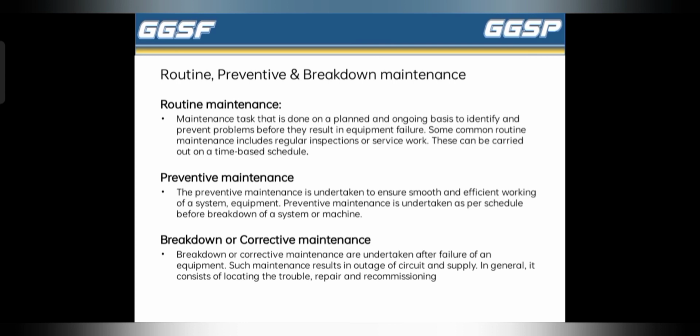Preventive maintenance. Preventive maintenance is undertaken to ensure smooth and efficient working of a system or equipment. Preventive maintenance is undertaken as per schedule before breakdown of a system or machine. Breakdown or corrective maintenance is undertaken after failure of equipment. Such maintenance results in an outage of circuit and supply. In general, it consists of locating the trouble, repair, and recommendation.